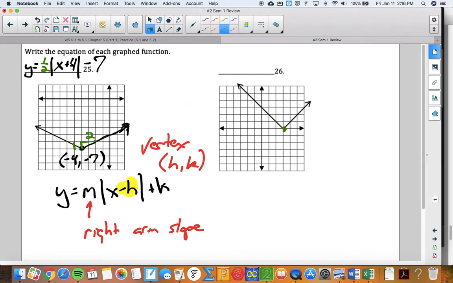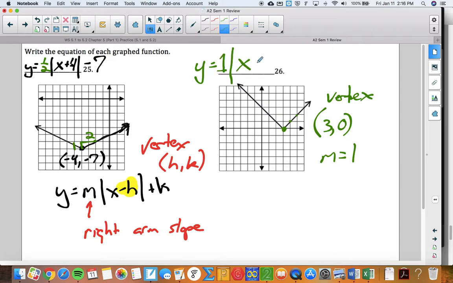Let's try it again. Our vertex here is 3 comma 0. The slope is just 1, up 1, right 1, up 1, right 1, of the right arm. So you could put 1 in for the slope. Then it's going to be x minus, the opposite of the vertex x value. So this is a positive 3, so we're going to actually have a negative 3 there. And then you could write down plus a 0, because your y coordinate is a 0.